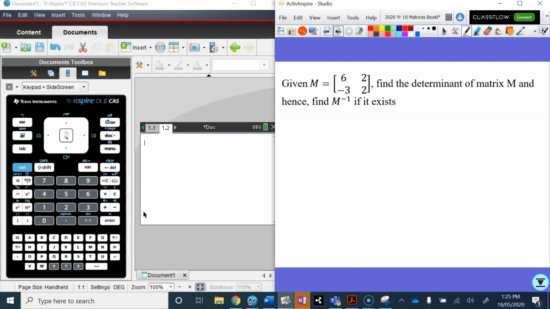So in a specific example, we're given matrix M, 6, 2, negative 3, 2, and we want to first of all calculate the determinant of matrix M, and then if we can find the determinant, we need to calculate the inverse of matrix M. So in this case, A is 6, B is 2, C is negative 3, and D is 2. So if we're calculating the determinant of M, we are calculating A times D and subtracting B times C.